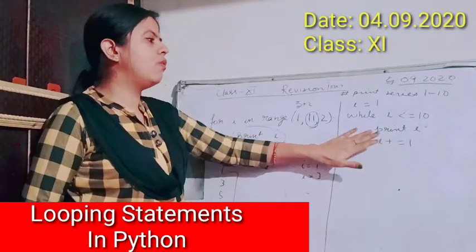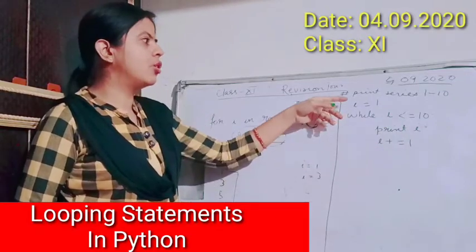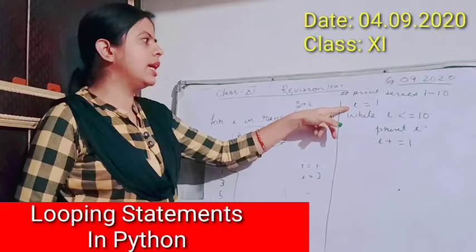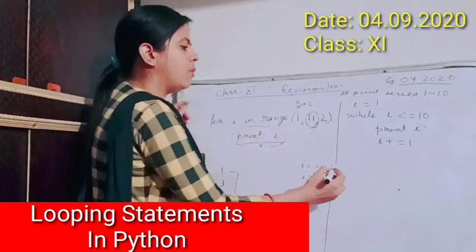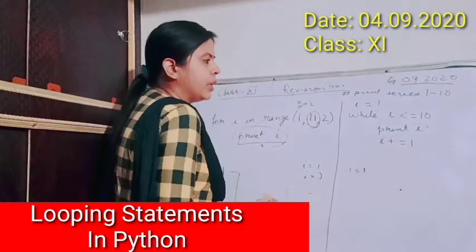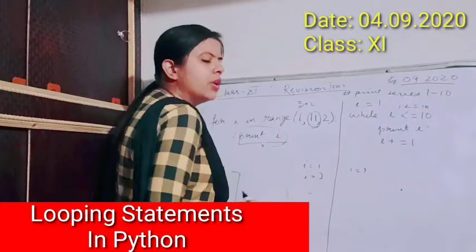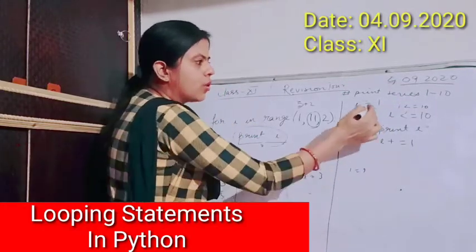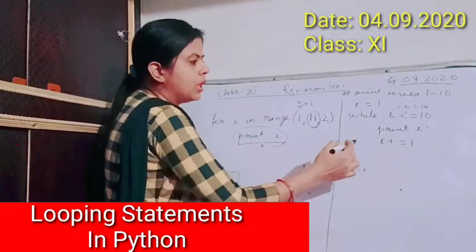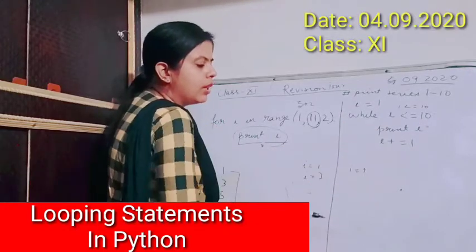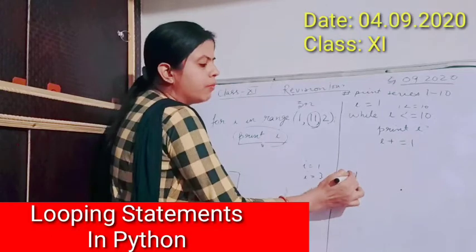So first of all, when you execute this program, the control will go to the first line. It will read i equal to 1, so it will be stored here, i equal to 1. While i is less than or equal to 10, it means 1 is less than or equal to 10. The condition goes true, so control will enter the loop. Now print i will be executed, so the output will come 1.